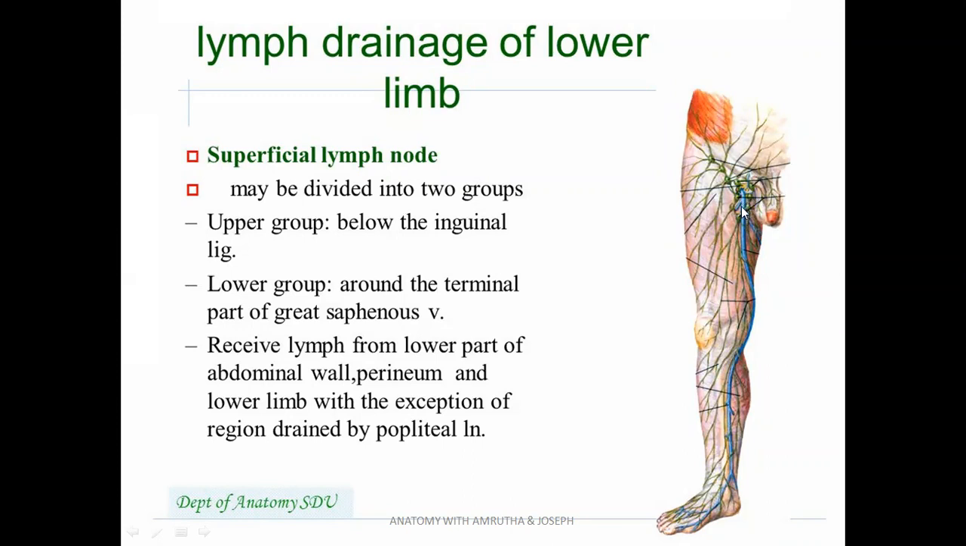Great saphenous vein terminates into femoral vein. So in this area, there are some lymph nodes. Now these group of lymph nodes receive lymph from lower part of the anterior abdominal wall, perineum, and also the lower limb, with the exception of the region which is drained by popliteal lymph nodes. So popliteal lymph nodes are the lymph nodes which drain a small area of the lower limb.